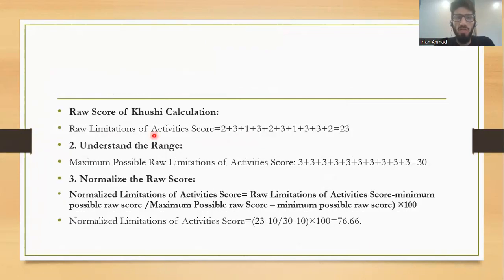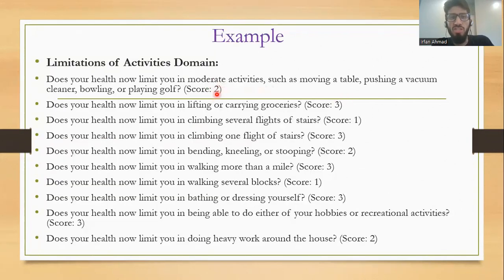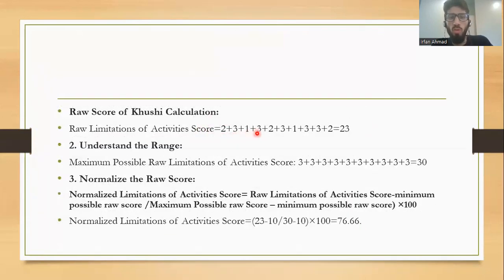Calculating the raw score is summing up all the scores that she answered. Here 2, here 3, here 1, and so on. So we sum up 2, 3, 1, 3, 2, and so on. We get the raw score of 23. Now when we get the raw score, let's calculate the normalized score. Normalization of the raw score is our second step.